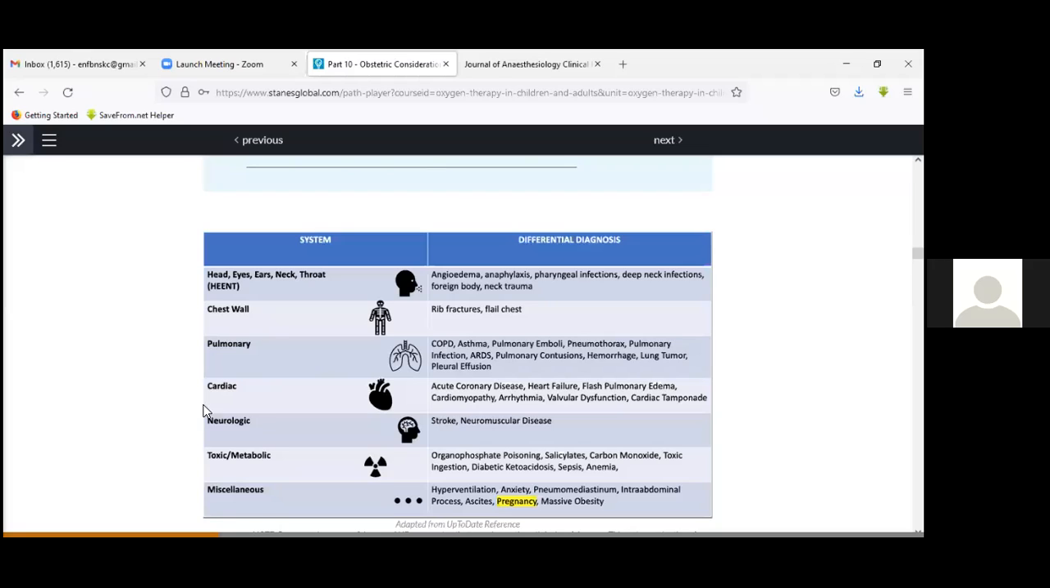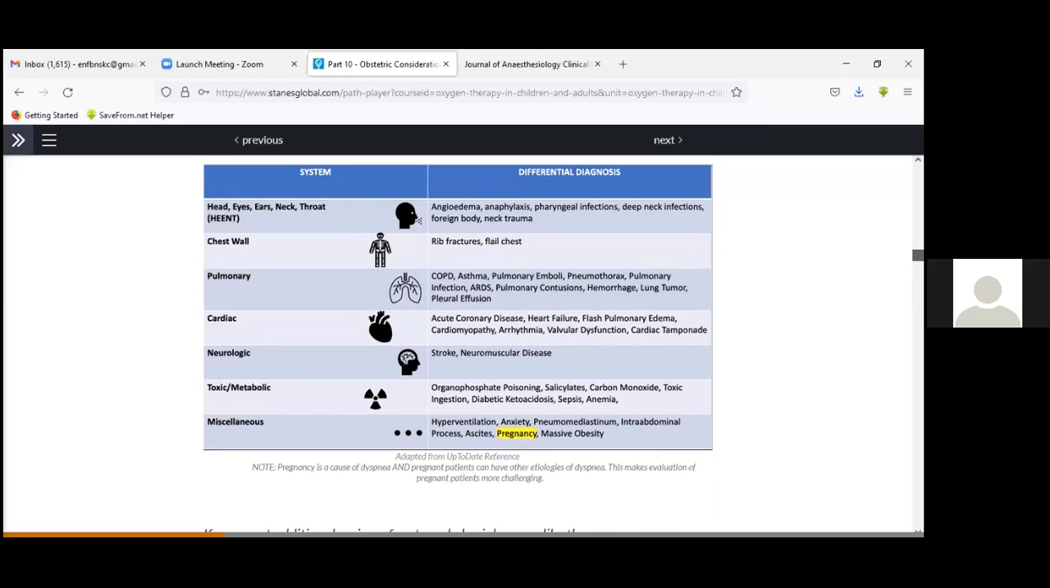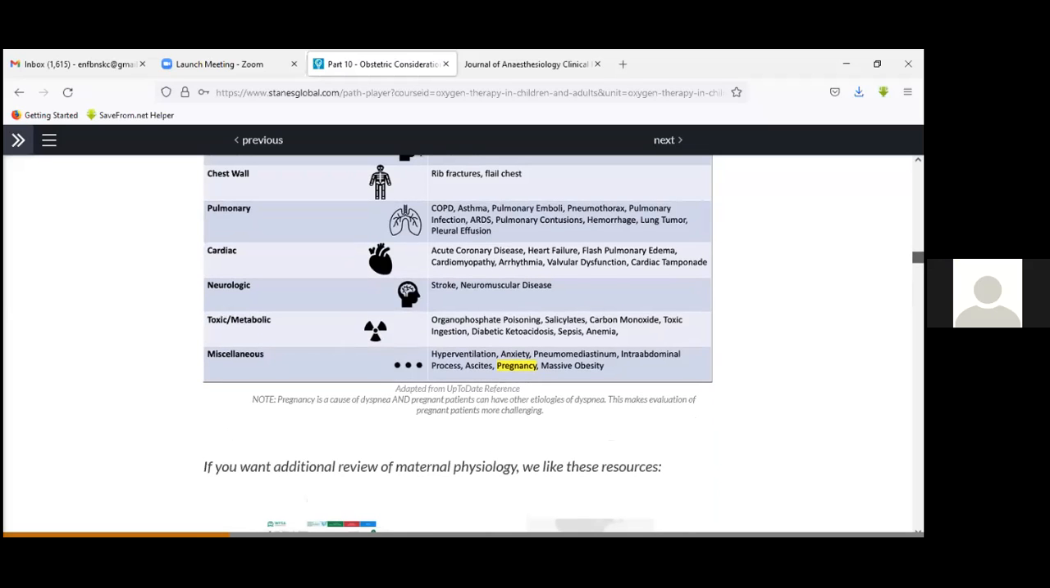Neurologic, things like stroke and even neuromuscular diseases can also happen in pregnant patients. Toxic or metabolic, we have organophosphate poisoning, all those poisonings. Anemia can also cause it, sepsis, and then miscellaneous causes: hyperventilation, anxiety, obesity, and ascites. All these are causes of dyspnea in pregnant women. Factors that can cause dyspnea in non-pregnant women can also cause dyspnea in pregnant women.